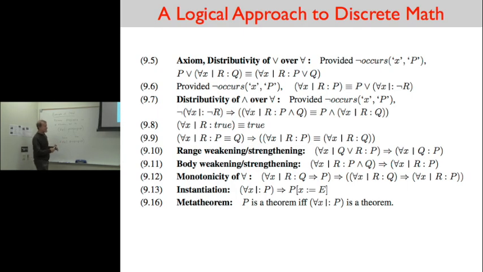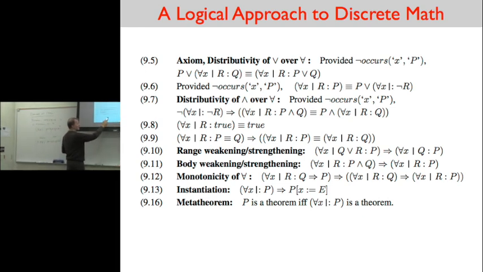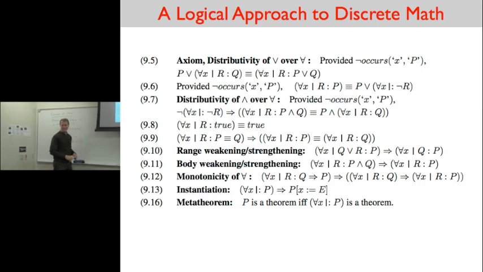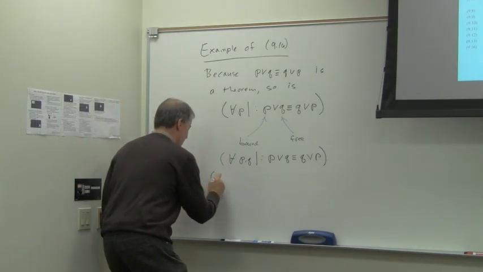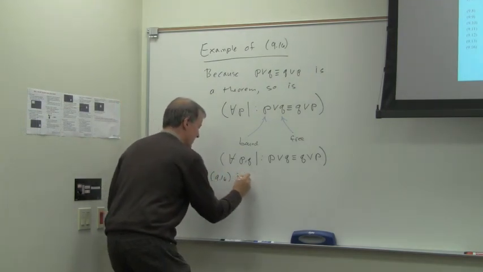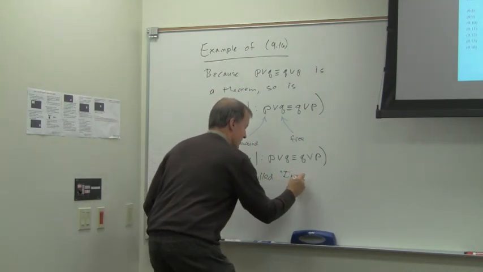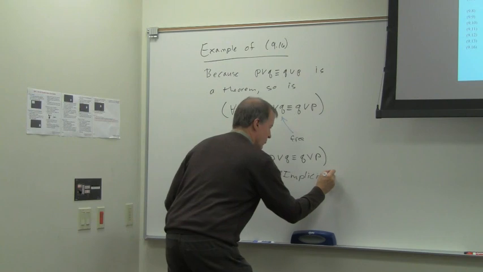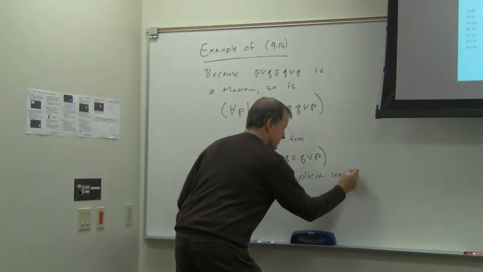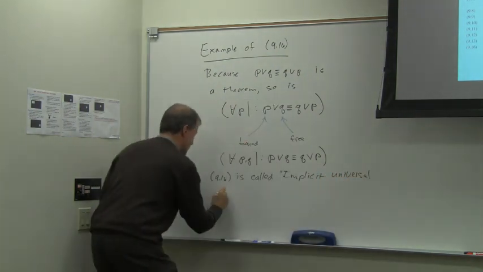Because what this says is that for each one of those theorems, for all x, P is a theorem. What if X is an NP? Then it's okay? Still, yeah. Okay? So 9.16 is called, quote, implicit universal quantification.